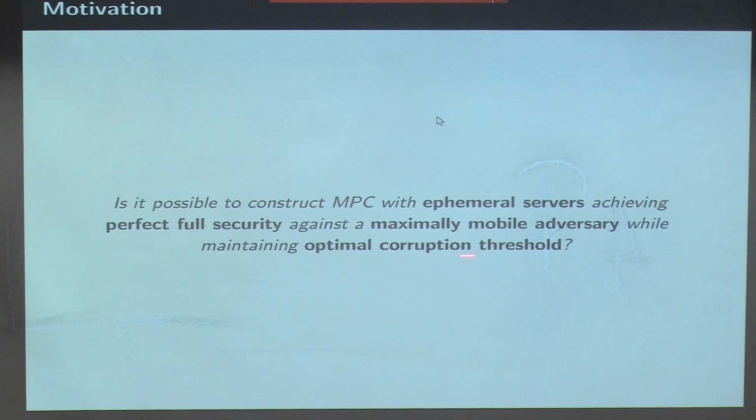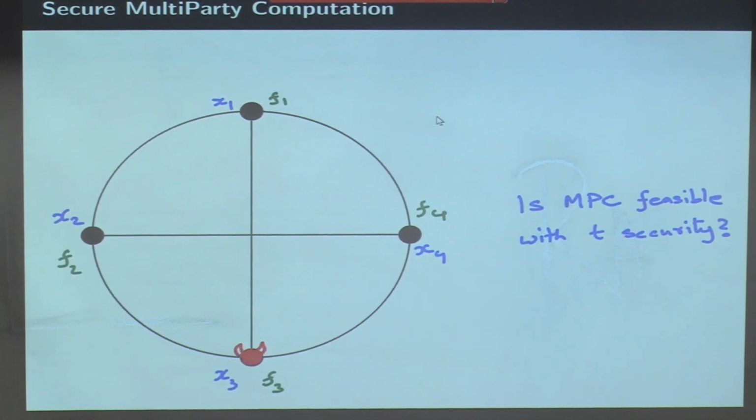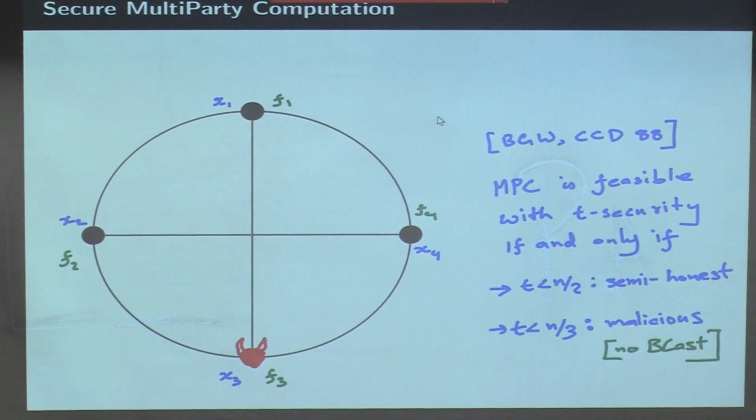So yeah, this is the motivation. Is it possible to construct MPC with ephemeral servers that go away after one appearance, achieving perfect full security against a maximally mobile adversary, that is, an adversary that can move around as much as they want, while maintaining the optimal corruption threshold? This is the optimal corruption threshold because even in the standard setting where the adversary is made to stay put, you can only afford the corruption to be less than n/3.